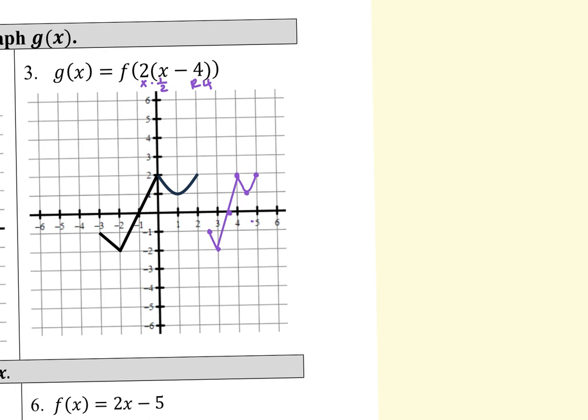If it's inside, it's the opposite. Yep. So the horizontal compression and stretch is the opposite. You do the reciprocal. But for the graphs, you multiply by the reciprocal. The factor is the reciprocal. The reciprocal is what you multiply by. So you're multiplying by the factor.